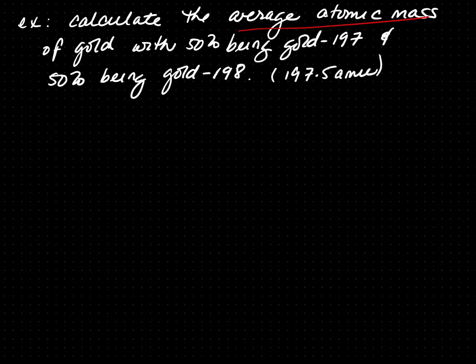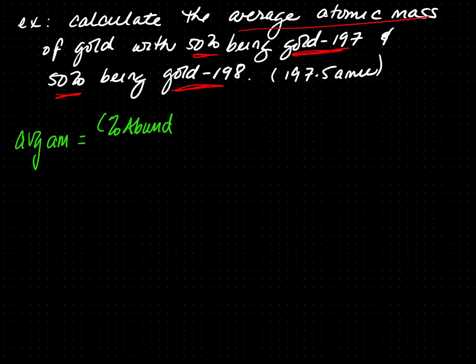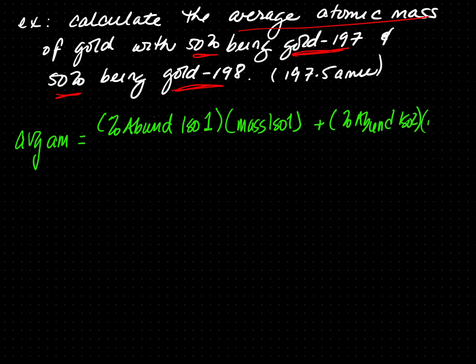So calculate the atomic mass of gold. 50%, that is gold 197, 50%, that is gold 198. So the first thing you want to do is write the equation. The percent abundance of isotope 1 times the mass of isotope 1, plus the percent abundance of isotope 2 times the mass of isotope 2, divided by 100.